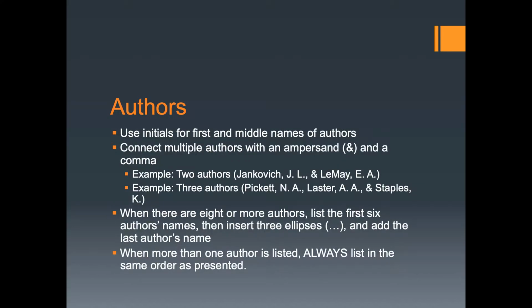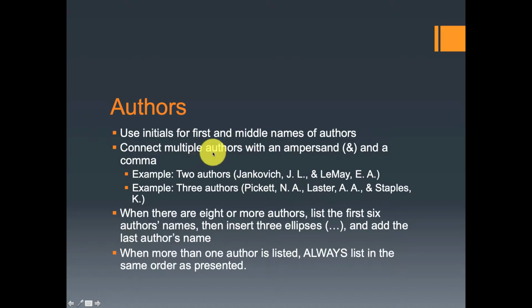When writing the authors' names, you are always going to use initials. You're going to use the last name and the first initial. If they give you the middle initial of an author, you're also going to use the middle initial. If you have more than one author, you're going to connect them with the so-called ampersand sign, which is the and sign. And you're going to put a comma.